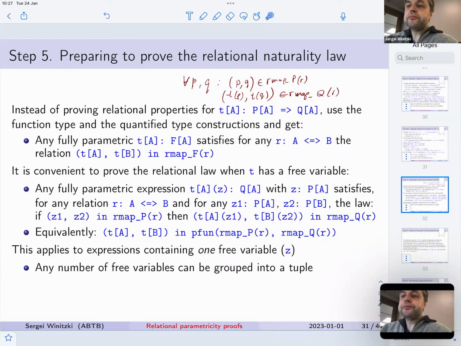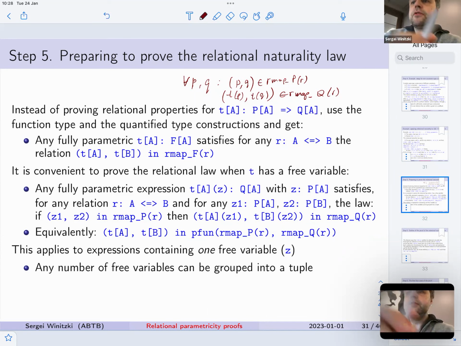However, if you try proving this law, you will have to look at the code of the function T, or the expression T. So the expression T will have to be fully parametric. It has to be implemented by some fully parametric code. And this code will have parts that are not necessarily of the same form. And that is the difficulty that we're going to overcome right now.